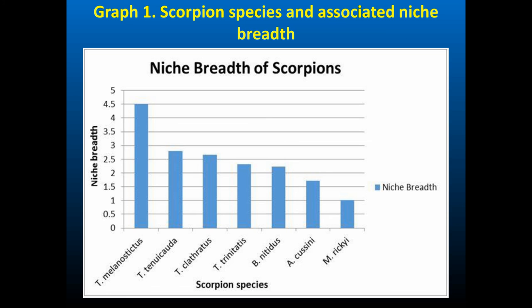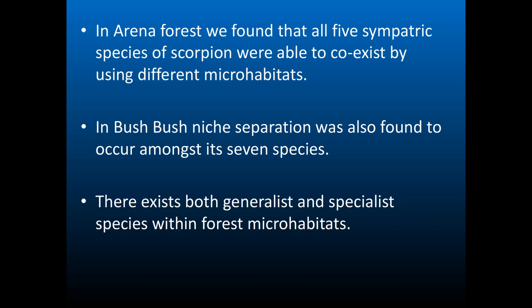Right, so in the forest, we found that all five sympatric species of scorpions were able to coexist by using different microhabitats. We found the same thing in the bush, right? And we found that they were generalist species and specialist species as well within the forest microhabitats.